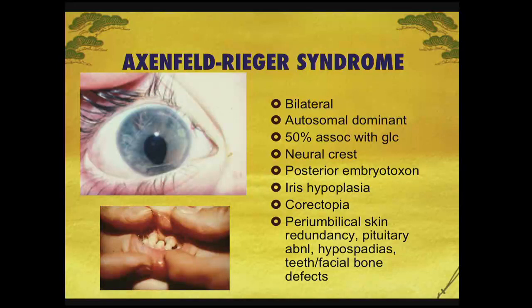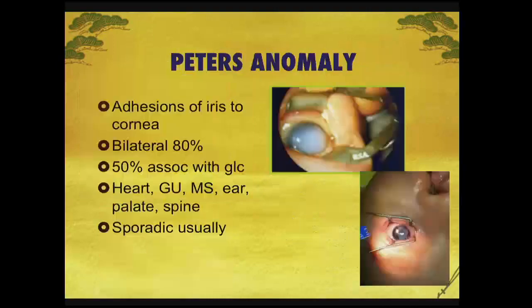They'll also get iris hypoplasia. They can get holes in the iris. They can get corectopia, where the pupil is displaced. And then systemically, you'll see periumbilical skin redundancy, pituitary abnormalities, hypospadias, and defects of the teeth and facial bones.